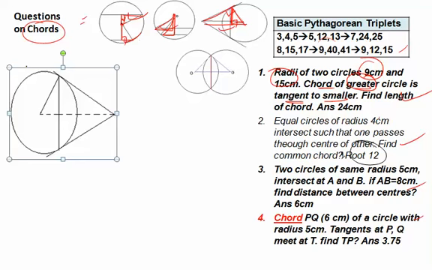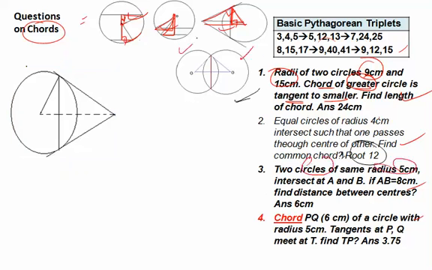The next question is a simple one, based on this diagram. Two circles of the same radius, 5 cm. Suppose this is one circle and the other circle also has radius 5. They intersect at A and B. AB is 8, so this chord is 8.